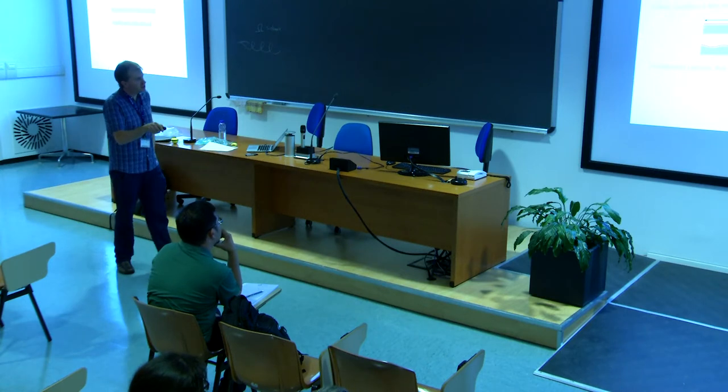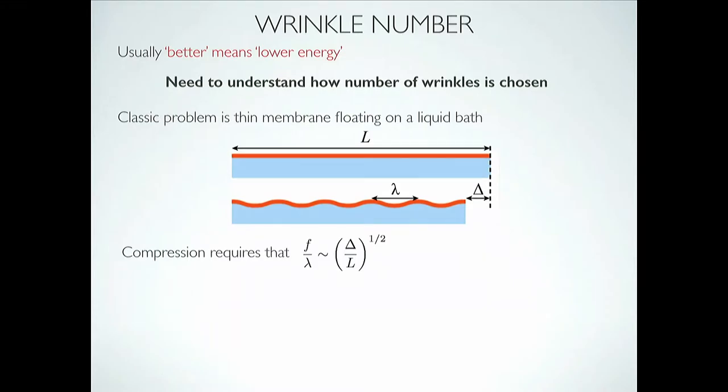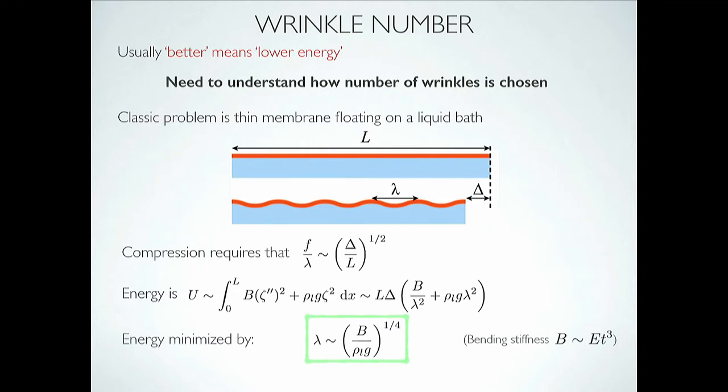So there's a condition because I've compressed, which tells me what the amplitude of the wrinkle compared to its wavelength has to be in terms of this squashing distance. And then I can calculate the energy. So there's an energy because of the curvature of the sheet, and there's an energy because of the gravitational energy of the liquid that I displace, okay? And what I find is that, as I expect, bending would like me to have as large a wavelength as possible, while gravity would like me to have as small a wavelength as possible, okay? So somewhere I've got to go between these two things, and it turns out that if you minimize this energy by changing the wavelength, then you find that you want to have this particular wavelength, the fourth root of the bending stiffness compared to gravity. Okay, so this is one particular kind of wrinkle length, okay?